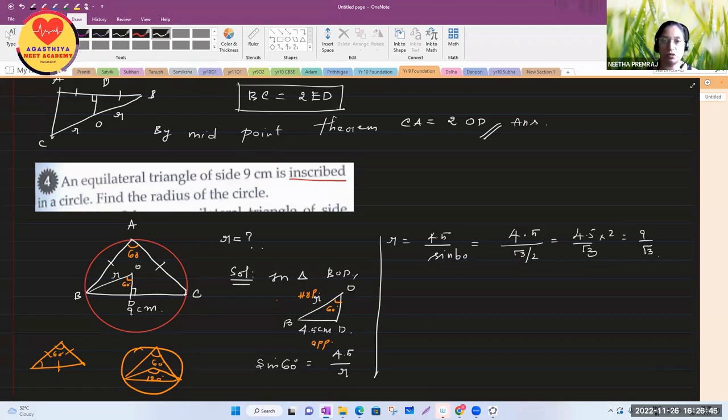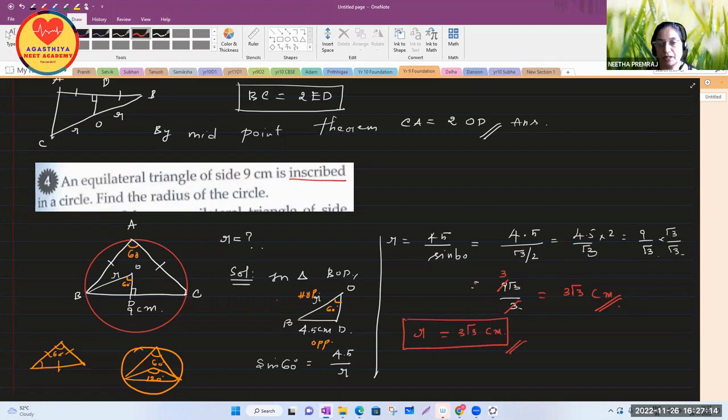There should be no root content in the denominator. So you have to rationalize. Rationalize, 9 root 3 by 3. You can cancel 3 with 9. So the answer is 3 root 3 centimeters. So the radius is 3 root 3 centimeter. Okay. Make a note of it.